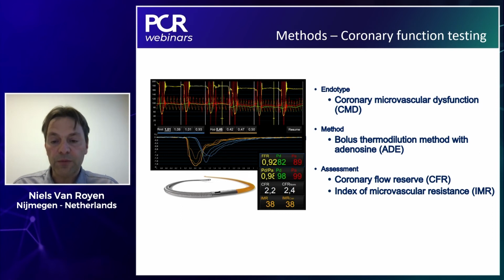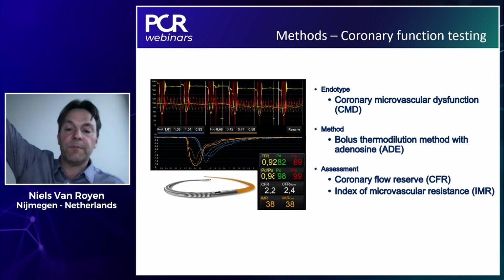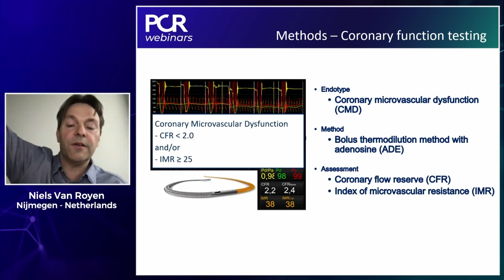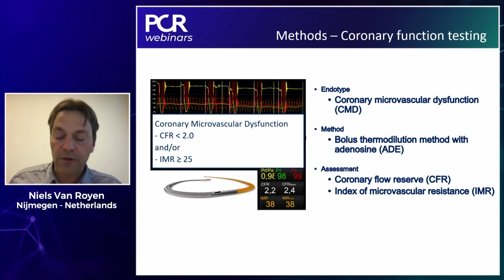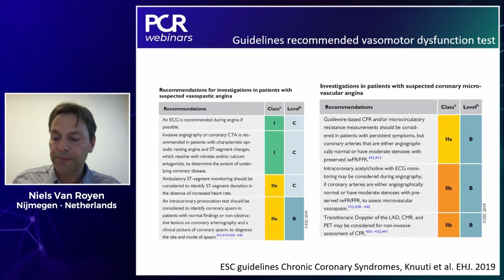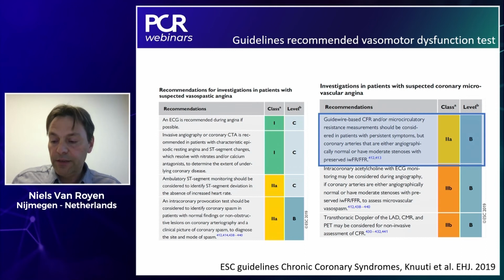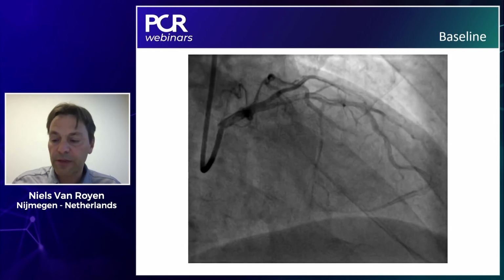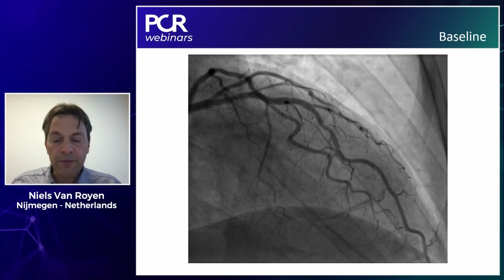And for that, we use adenosine, and we assess coronary flow reserve as well as resistance by the index of microvascular resistance, IMR. And the cutoffs for CFR are 2.0 and for IMR are 25 in this setting. And actually, both these tests are guideline recommended with a 2A/B level of recommendation. So let's go back to the case.